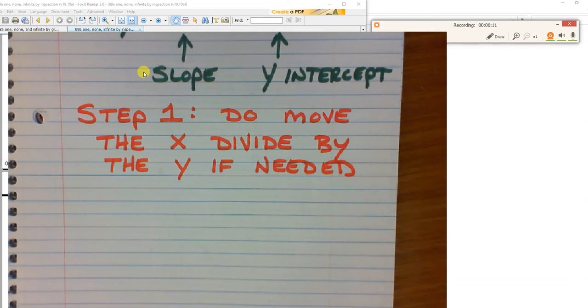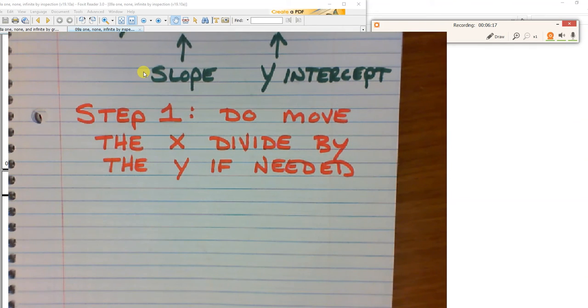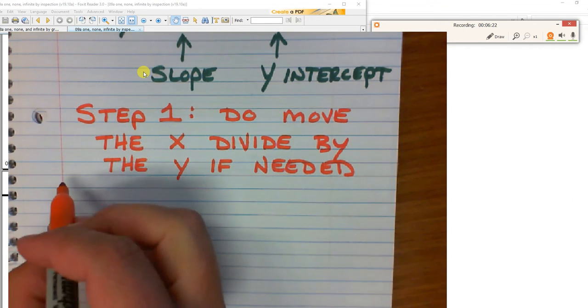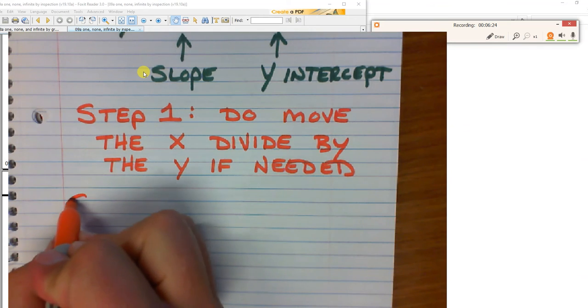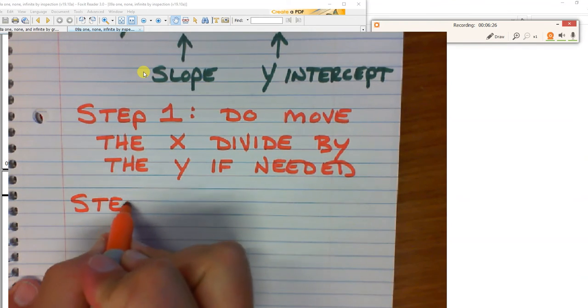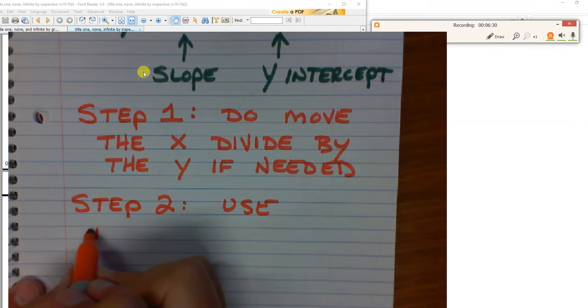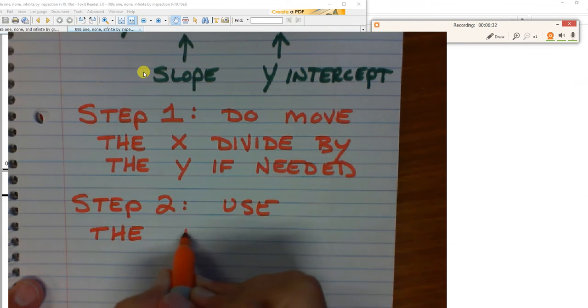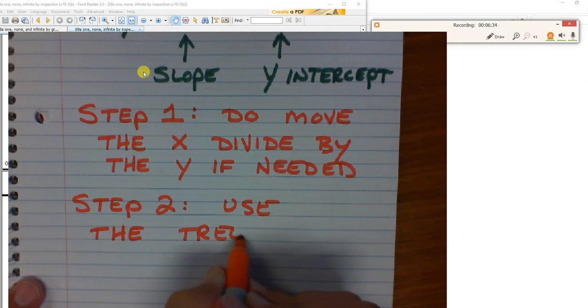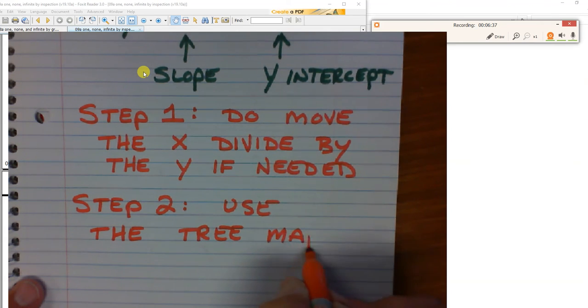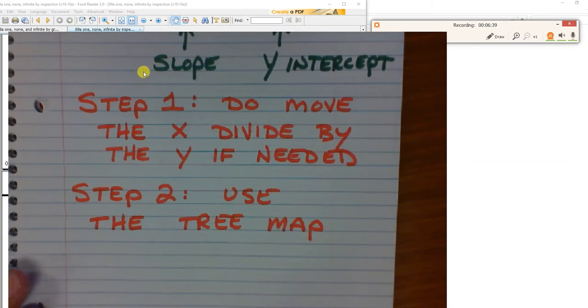This game only works in slope-intercept form. So if you're given a standard form, you need to start by doing a move the x, divide by the y. Step 2 is to use the tree map that I'm about to create with you.